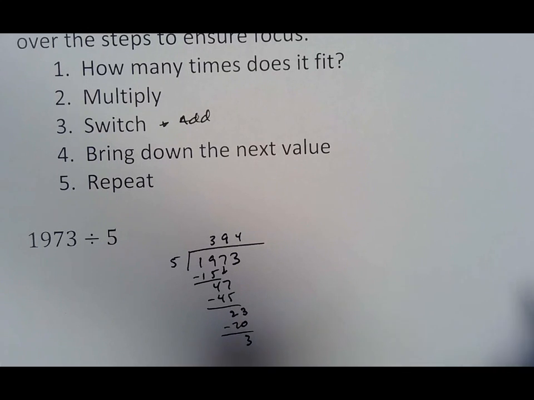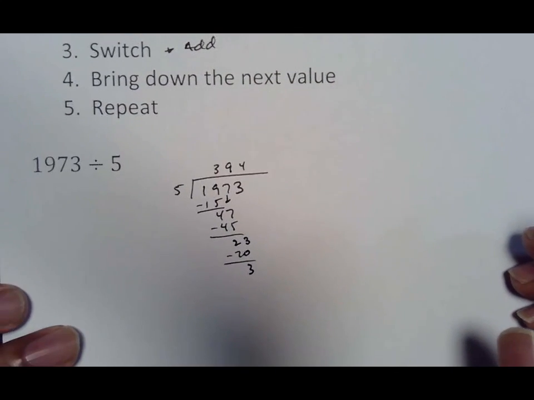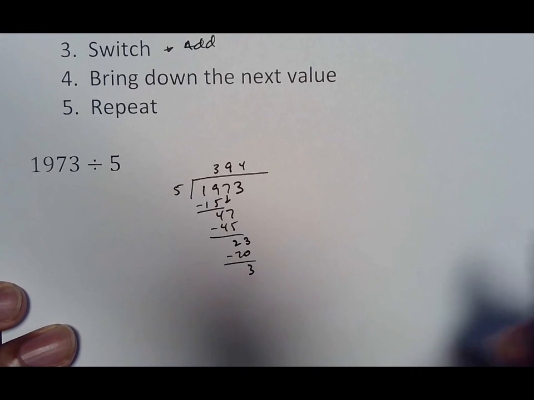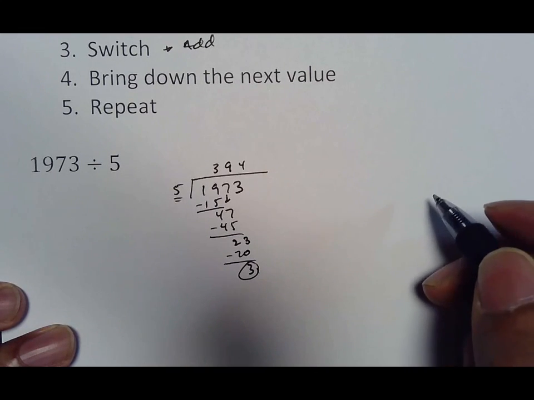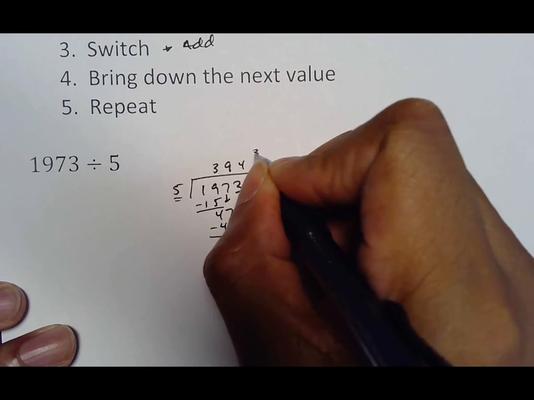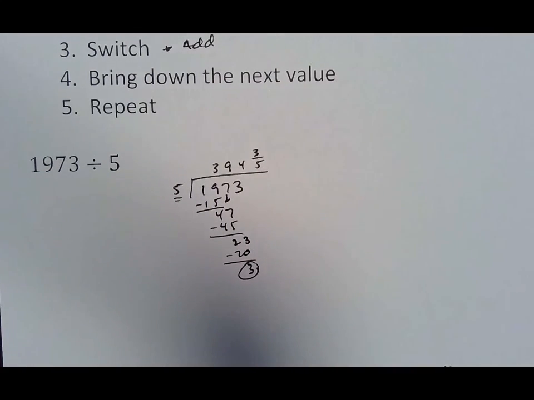So what we do, and I don't know how many of you know this, but it's a good experience for you, especially being in Algebra 2, is that this is your numerator, and this is what you are dividing by. So it would be 394 and 3/5.